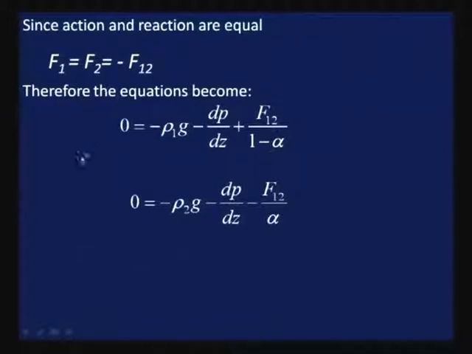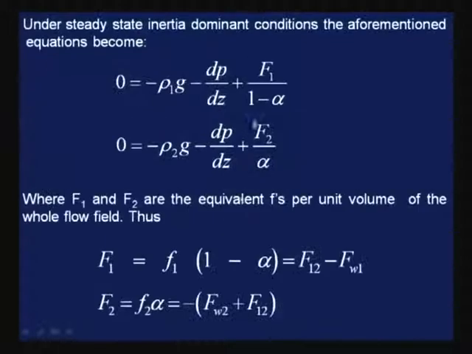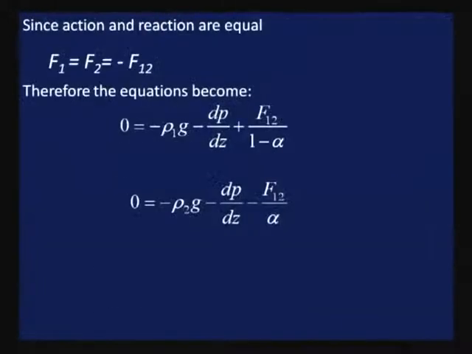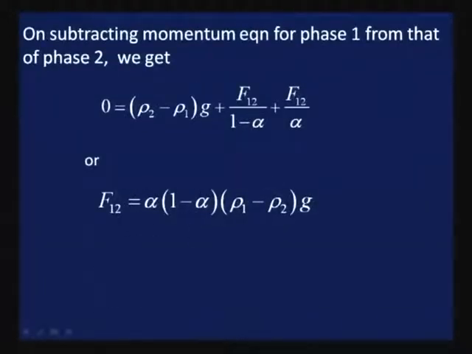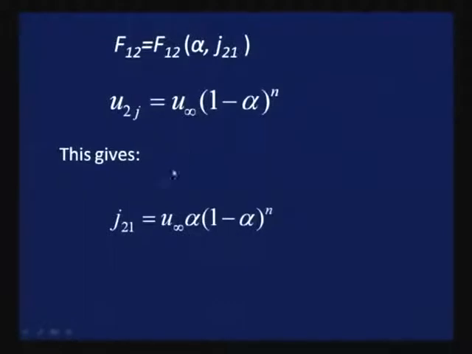So, these two equations which were derived are just for steady state inertia dominant conditions with the hydrodynamic drag being important, even the wall interactions are not important. And under no condition did I include F22 in this particular case. So, therefore, finally from here we got this particular expression from which I have obtained this equation.